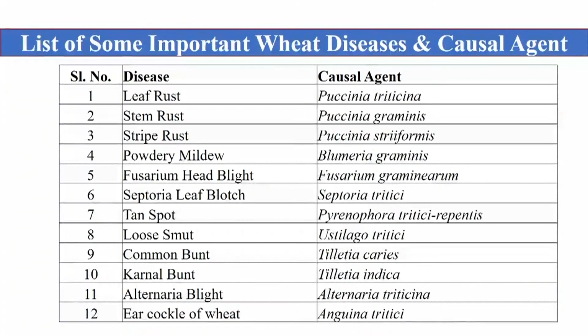Integrated pest and disease management, that is IPDM, uses cultural, biological, mechanical as well as chemical strategies for sustainable wheat production. Dear learners, here are some important wheat diseases and their causal agents. Rust disease is caused by the fungal pathogen Puccinia species: leaf rust by Puccinia triticina, and stem rust by Puccinia graminis. Stripe rust is also caused by the fungal pathogen Puccinia striiformis.